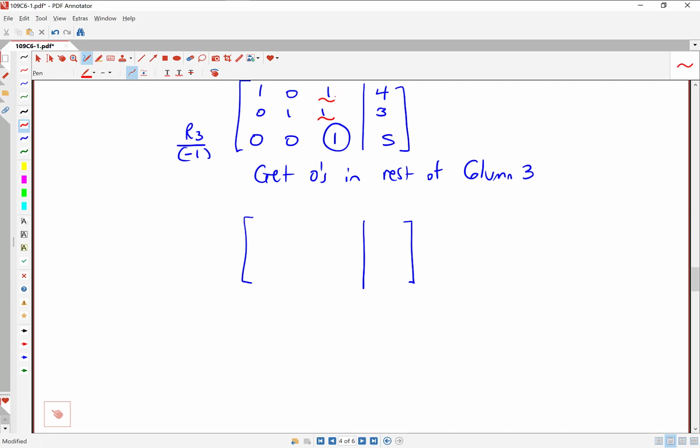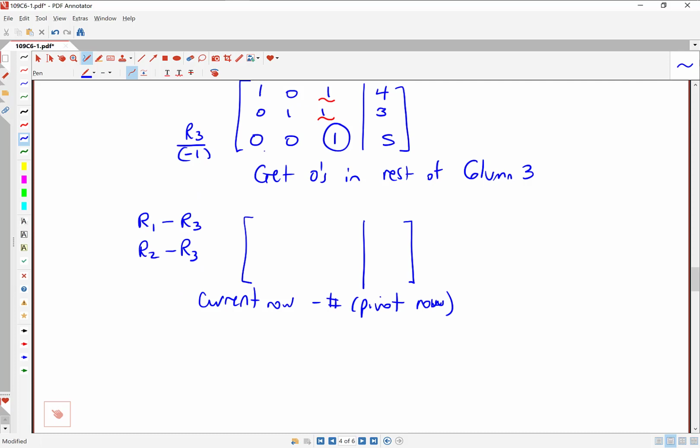Everything except your pivot should become a 0. So the operation we're going to do is current row minus a number times our pivot row, where the number is just whatever number you're trying to turn into a 0. For the top row, we're in row 1, and it's a positive 1 that we're trying to get rid of, so we're going to go row 1 minus 1 times our pivot row. Similarly, in row 2, we're going to go row 2 minus our pivot row, and that will work perfectly.